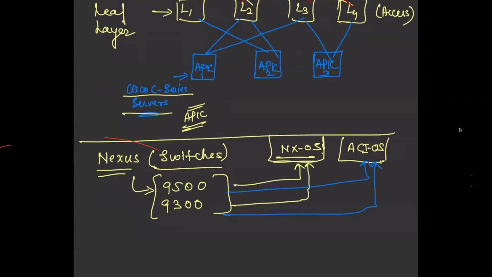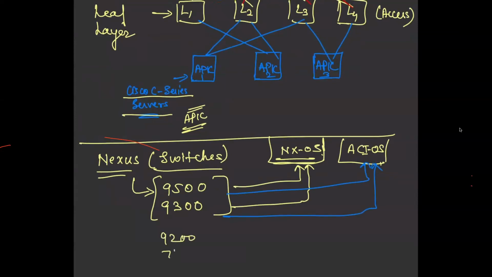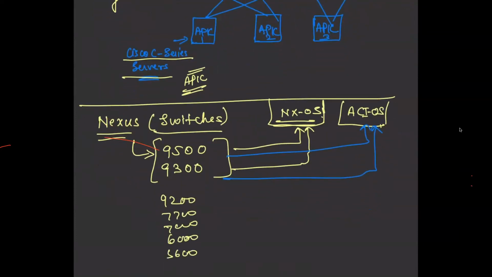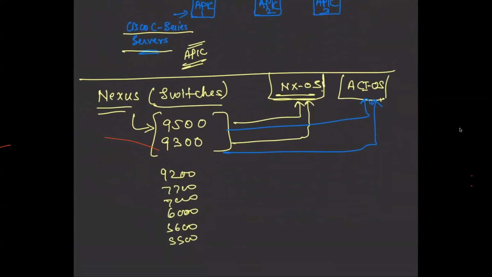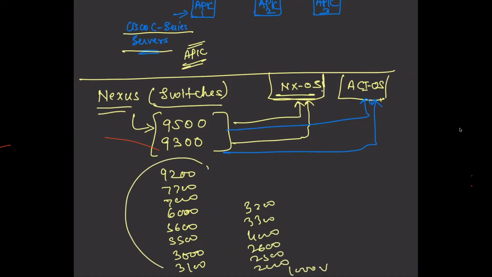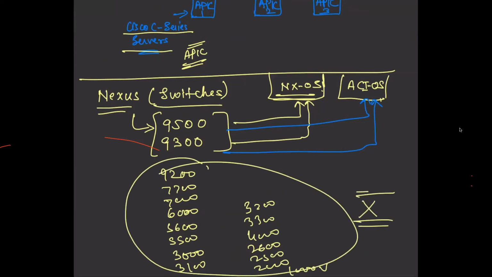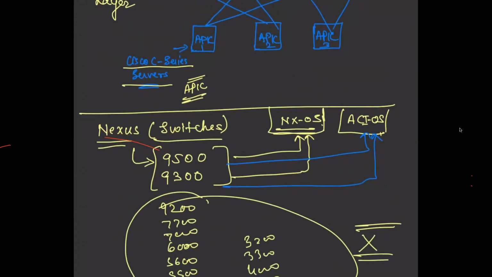Apart from that, the other series you have, for example 92, 77, 7000, 6000, 56, 55, and the many series in 3000 like 31, 32, 33, then 4000, 26, 25, 2000, 1000V, whatever is there, will not support ACI. They will not have support for ACI OS. So these are the only two series, and multiple devices are present in them, which we're going to talk about.